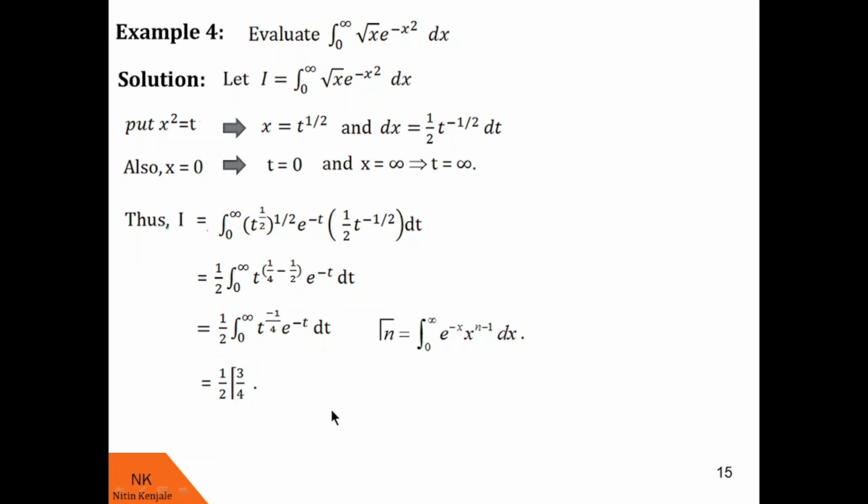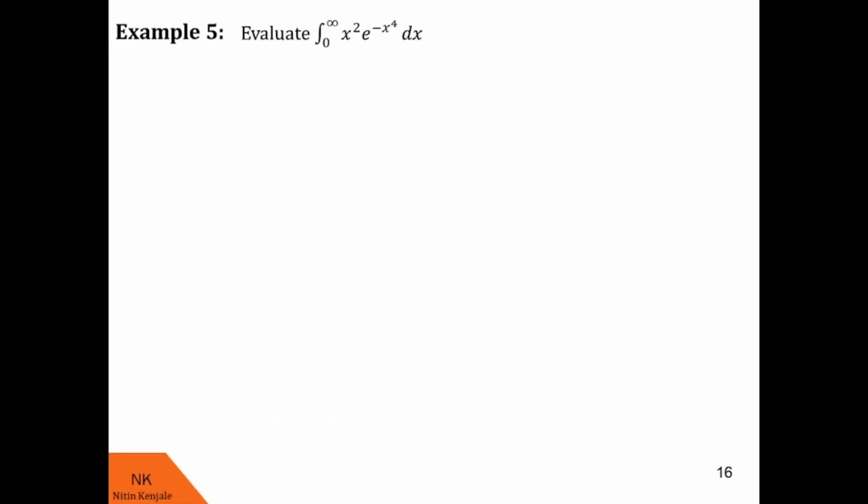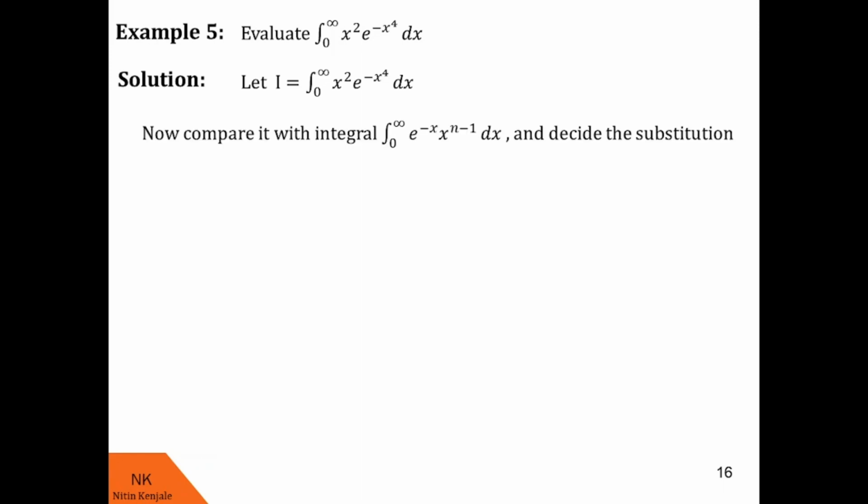Let us go ahead for next example. Here we are asked to evaluate integral of x square e raised to minus x raised to 4 dx over the limit 0 to infinity. First we label the given integral as I. Then we compare it with the integral in the gamma definition. We see here required substitution is x raised to 4 is equal to t. Therefore, x is equal to t raised to 1 by 4 and dx is equal to 1 by 4 t raised to minus 3 by 4 dt.